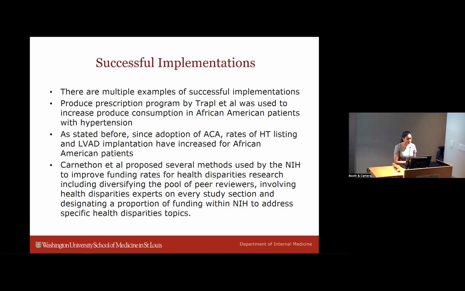fast food consumption. As stated before, since the adoption of the ACA, rates of heart transplant listing and LVAD implementation have also increased for African American patients. Then finally, Carnithanol proposed several methods used by the NIH to improve funding rates for health disparities research, including diversifying the pool of peer reviewers, involving health disparities experts on every study section, and designating a proportion of funding within the NIH to address specific health disparities topics.